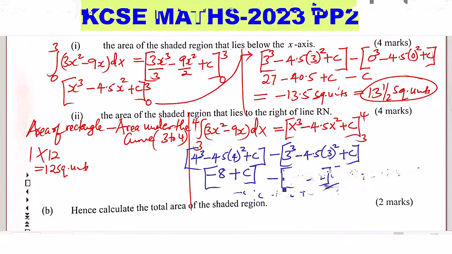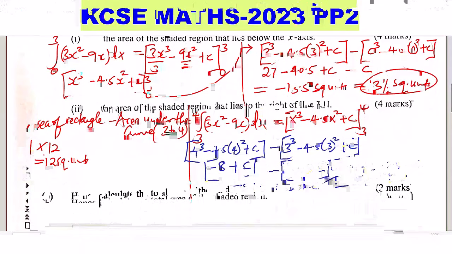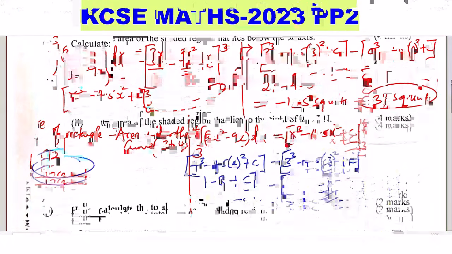When you open the brackets, you get 13.5 minus c. C will get eliminated. You get negative 8 plus 13.5, and this will give 5.5 square units. So now we have the area of the rectangle, which is 12, and then the area under the curve between 3 and 4.